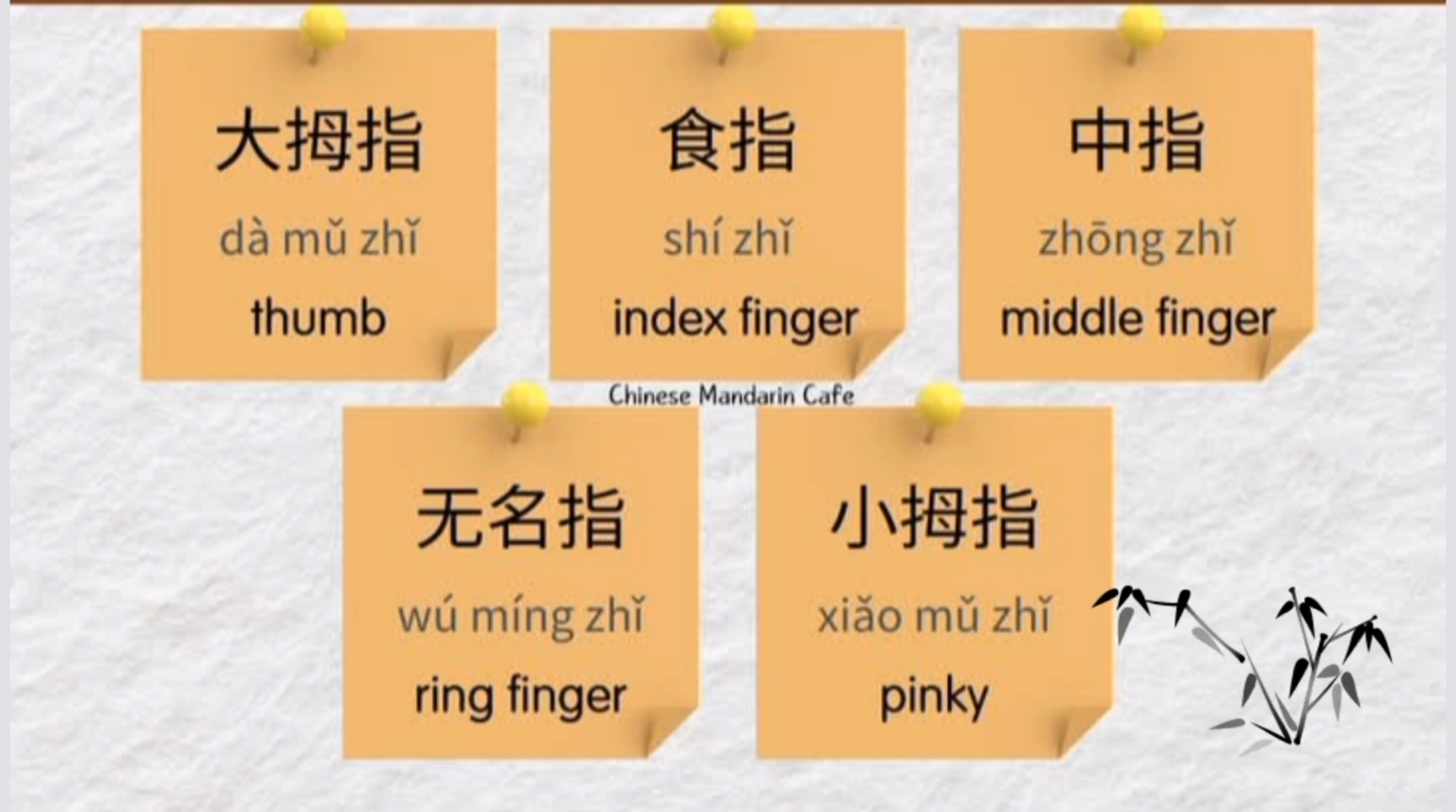Next we have pinky finger, which in Chinese can be pronounced as 小拇指. Let's practice it again one more time. 小拇指. Let's explain it in detail. It has three characters, 小拇指, with different meaning, let's explore it.